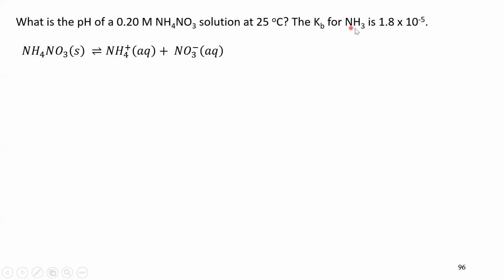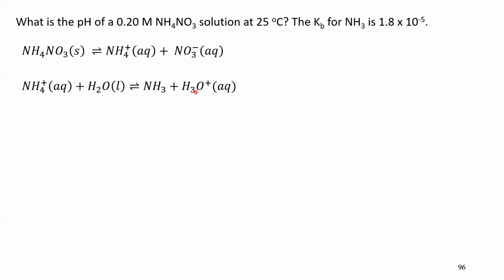They kind of gave us an indicator about that when they gave us the Kb. So the next thing we want to do is write down the acidic ionization for the ammonium. We've got ammonium reacting with water. Remember that a hydrogen ion is going to go from the ammonium to the water. We're going to produce ammonia and hydronium ions.